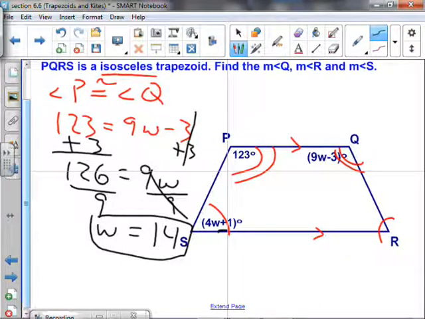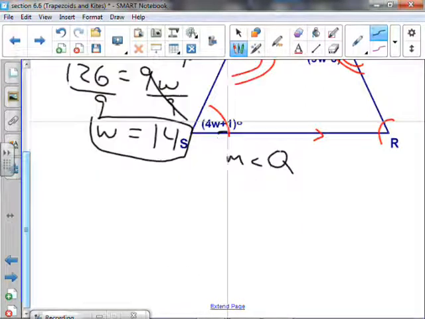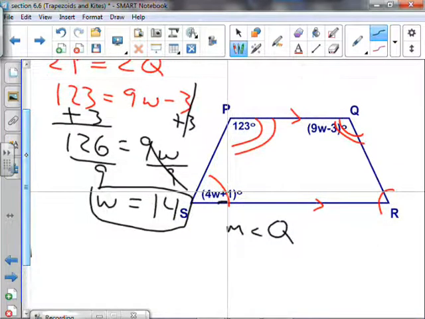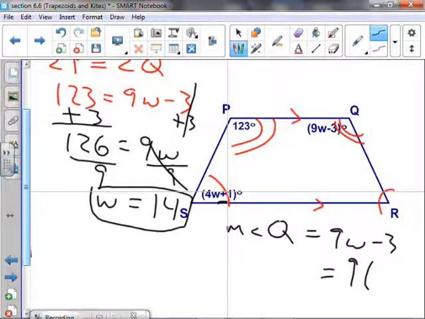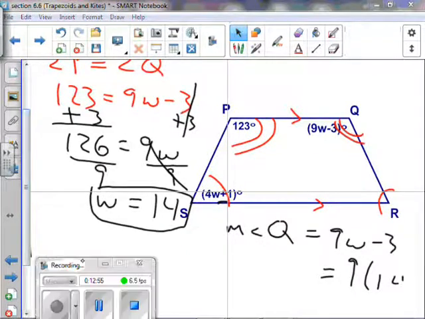So for the measure of angle Q, I am going to say that I have 9W minus 3, which is equal to 9 times 14. I'm going to pause the video real quick and align my board because it's getting worse and worse.